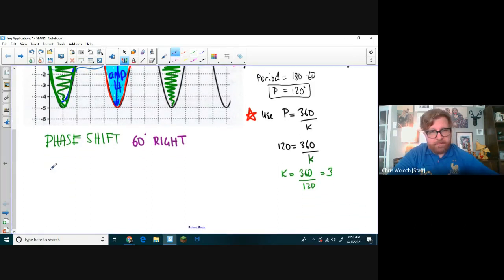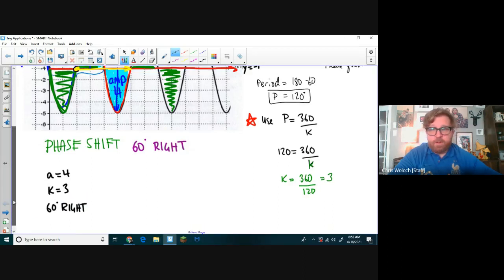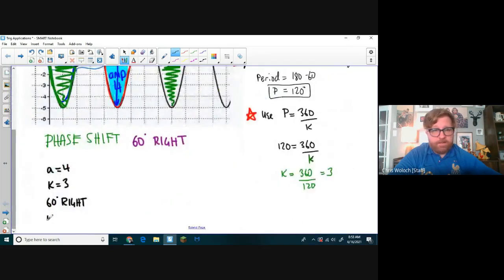Okay. So again, my A value is 4. K value is 3. I'm moving 60 degrees to the right. And then remember, my axis of the curve is -1. So that means we're going down 1.